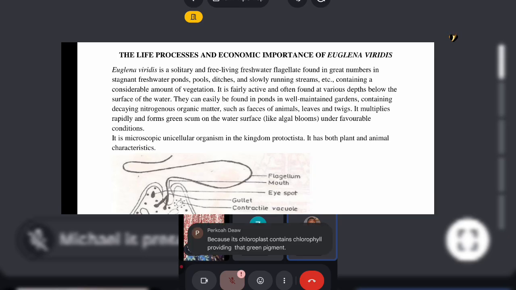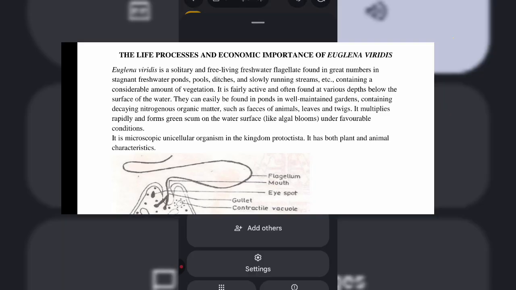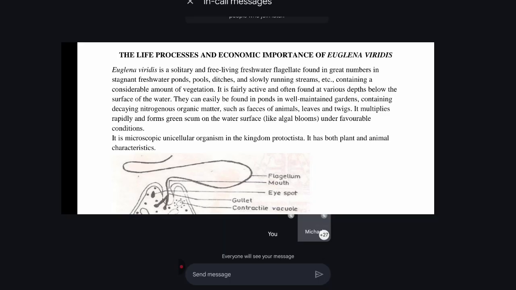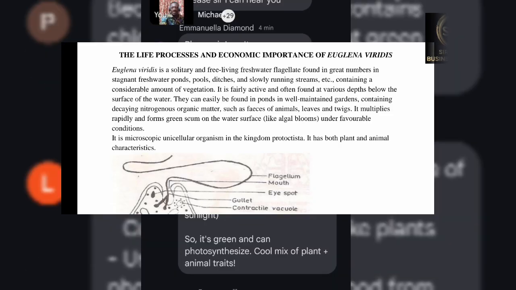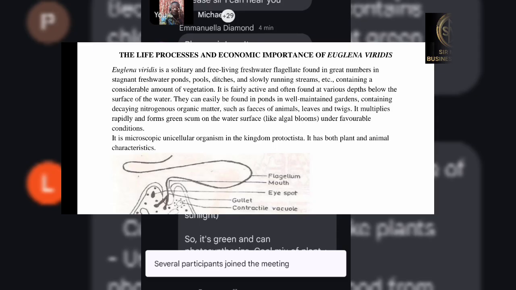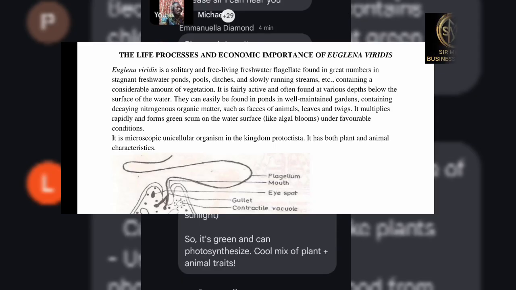Okay, very good. Perkuadi has given an answer. Yes, Perkuadi. I don't know whether a hand is up. I can't see the hand now, but if you have raised your hand, you can talk. So let me read what Perkuadi said. He says, because each chloroplast contains chlorophyll, providing that green pigment. That's very, very good.